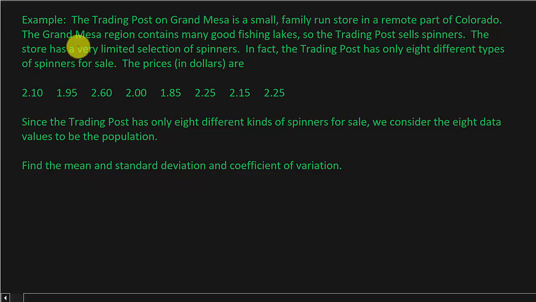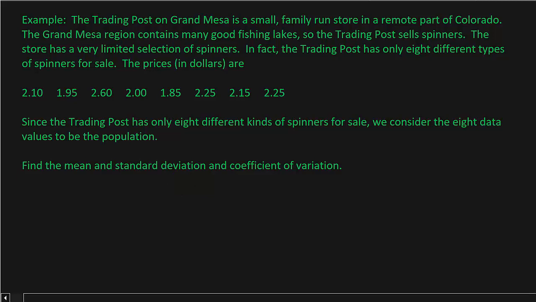All right. So the trading post on Grand Mesa is a small family-run store in a remote part of Colorado. The Grand Mesa region contains many good fishing lakes, so the trading post sells spinners. Now, for those of you that don't know what spinners are, they're fishing lures. The store has a very limited selection of spinners. In fact, the trading post has only 8 different types of spinners for sale. The prices in dollars are, and there's the price of them. Since the trading post has only 8 different kinds of spinners for sale, we consider the 8 data values to be the population. Find the mean and standard deviation and coefficient of variation.